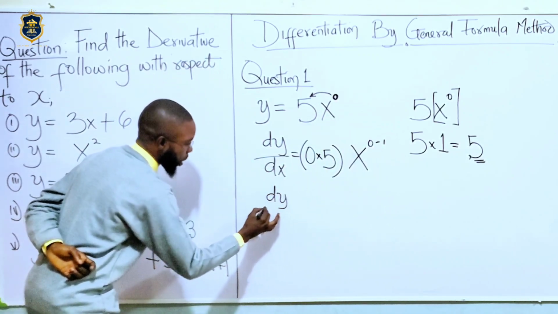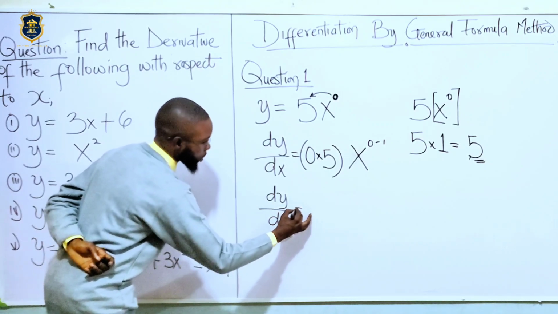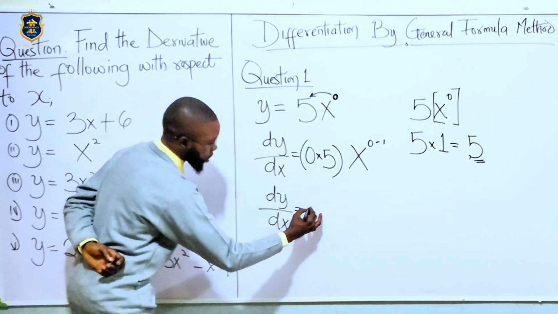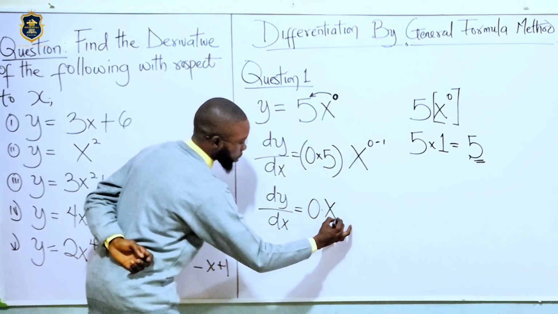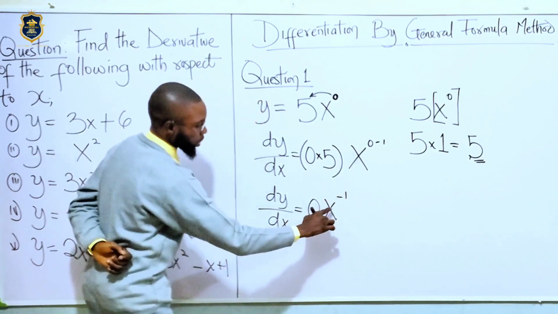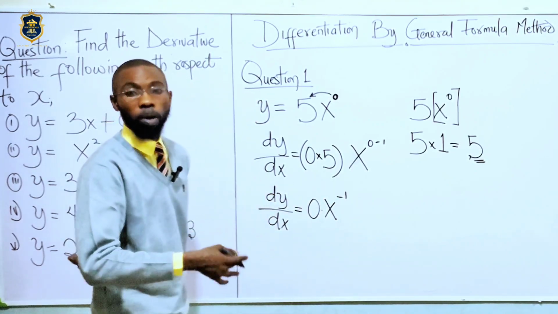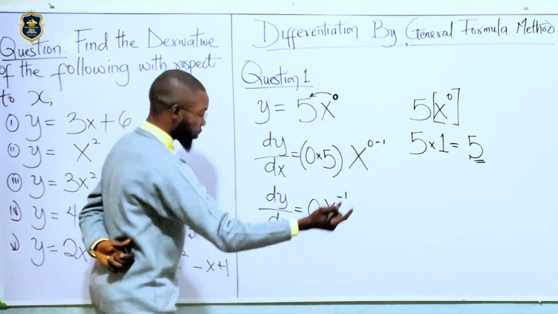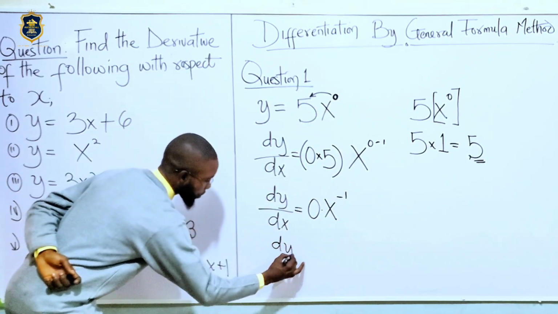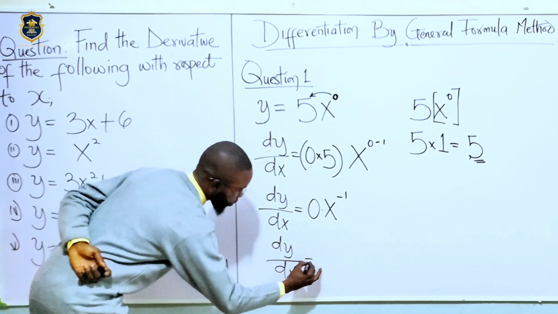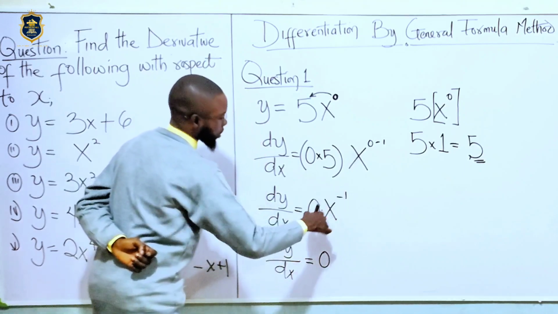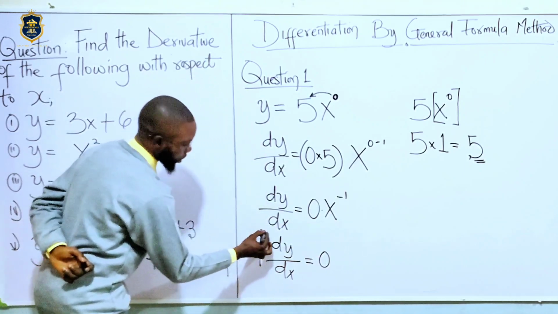Knowing that, we have dy over dx becomes what? Is equal to 0 times 5, which is 0, x raised to the power minus 1. But 0 times this is still 0. Are you seeing? So if we differentiate a constant number, we'll get 0. 0 times everything will give us 0. Therefore, our dy over dx, the constant number, is 0. 0 times anything is 0.